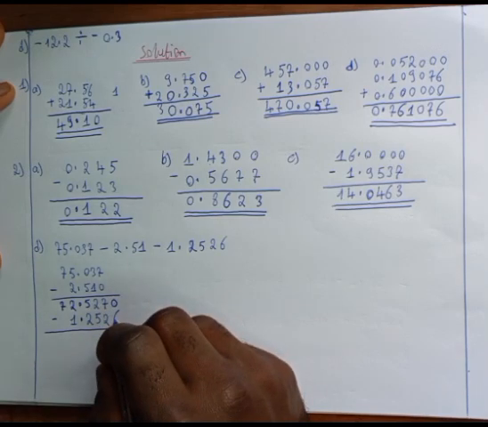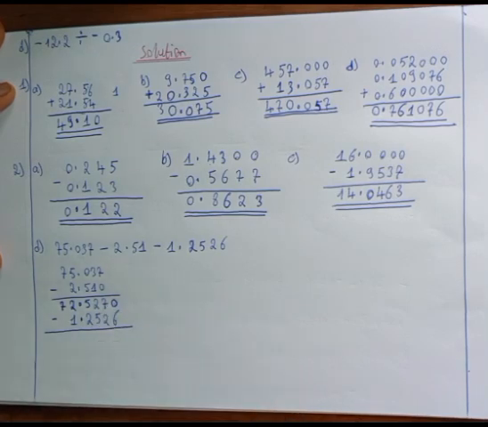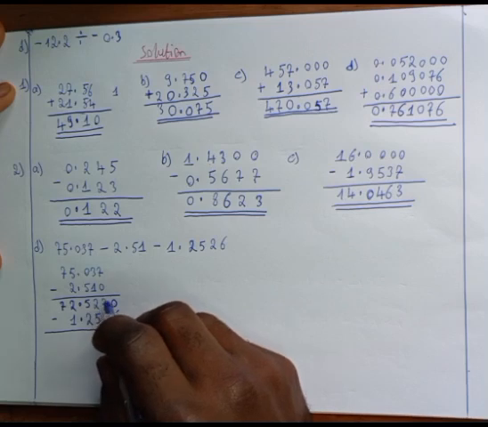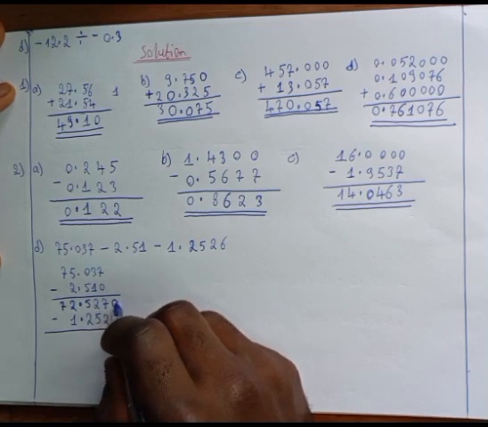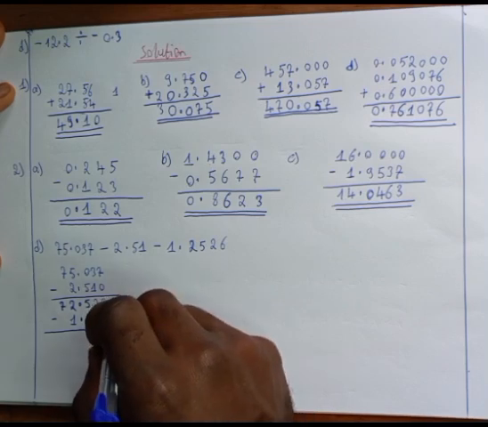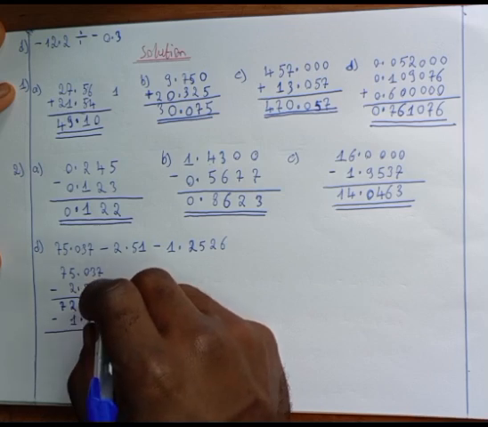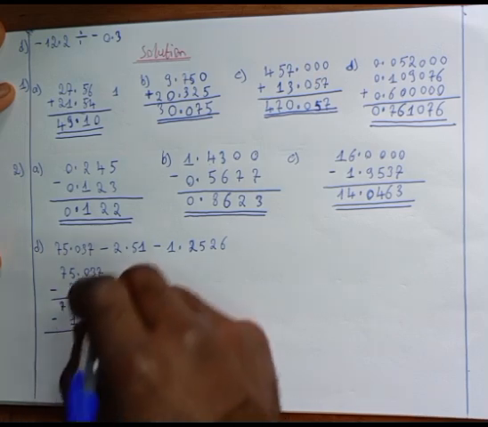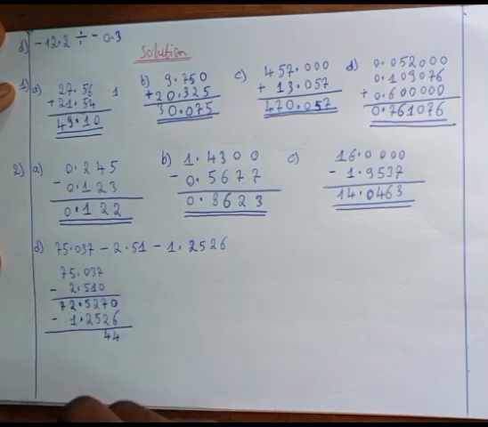0 is less than 6. We are going to move to the next higher place value. We take a 1, which represents 10. 0 plus 10 gives us 10. 10 minus 6 gives us 4. Here we are left with 6. 6 minus 2 gives 4.